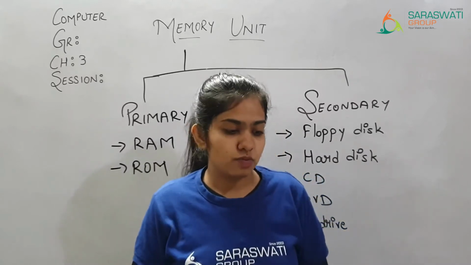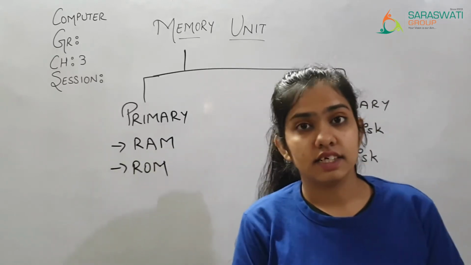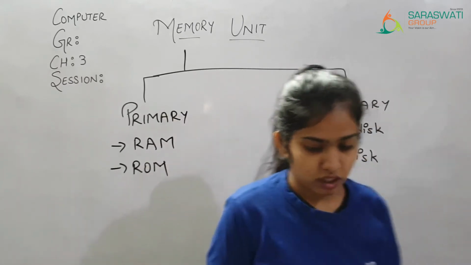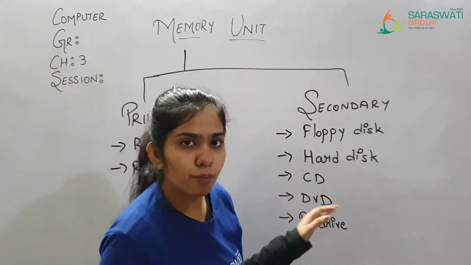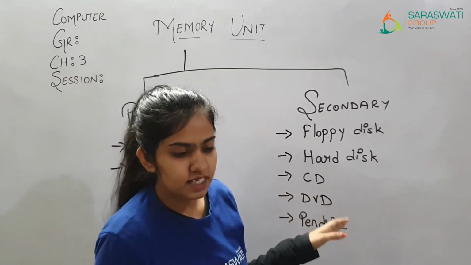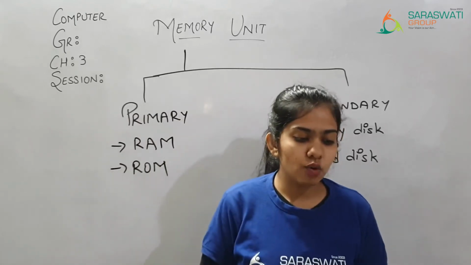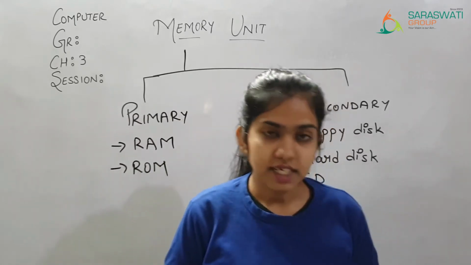So this was all about hard disk. Now let's understand about CD. So the full form of CD is compact disc. CD, right? Compact disc. It is commonly known as CD.